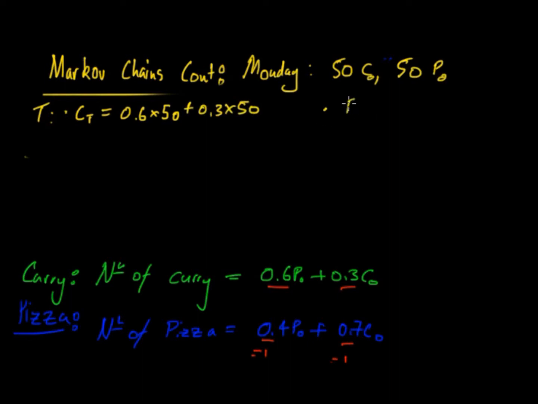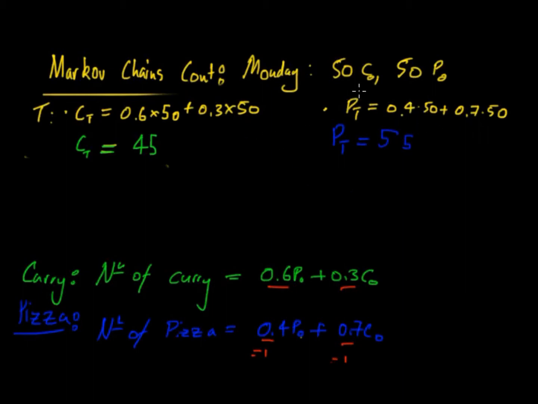And then we can calculate pizza by going that pizza T is equal to 0.4 PO plus 0.7 CO, so you can sub in 50 for PO, 0.4 times 50 plus 0.7 times 50. And so that gives us, for the curry on Tuesday, 45. So you just work that out. So the curry on Tuesday is equal to 45. And then the pizza on Tuesday is equal to 55.